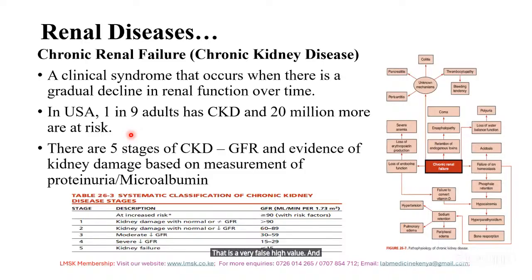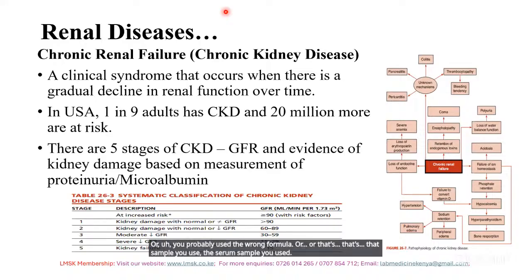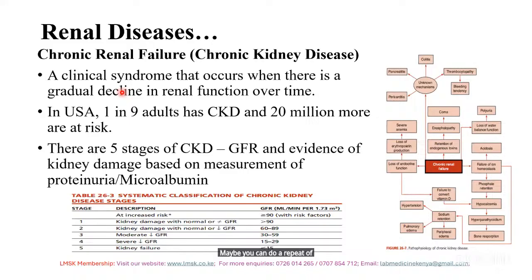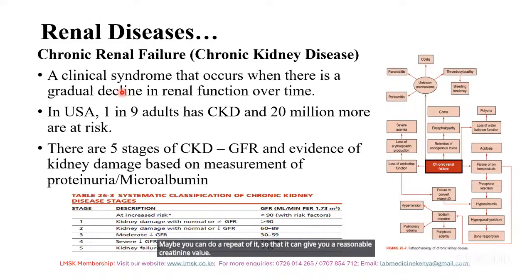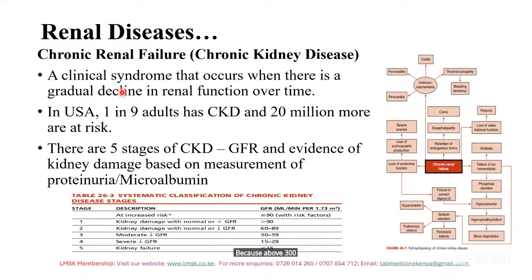And it may be because there is very high muscle wasting in that patient, or you probably used the wrong formula, or the serum sample you used, maybe you can do a repeat of it so that it can give you a reasonable creatinine value. Because a GFR above 300 means the patient has got a creatinine of 20 or 25, which again may be a very false result.